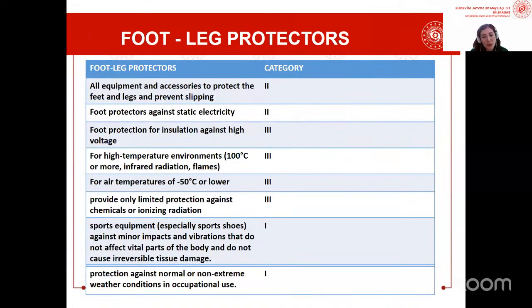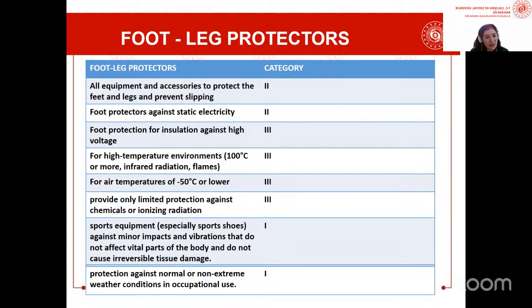Foot and leg protectors fall under different category classes. All equipment and accessories to protect the feet and legs and prevent slipping fall under category 2 class. Foot protectors against static electricity fall under category 2 class, because these equipments are used in environments with potential explosion risks. And foot protection for insulating against high voltage falls under category 3 class.